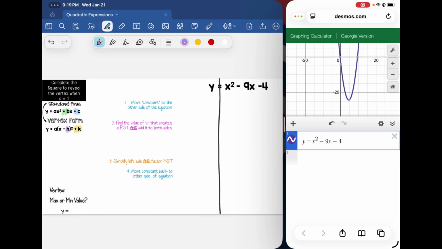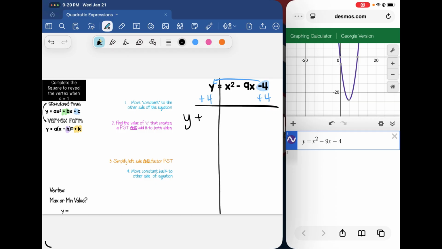There we go. All right, last problem. y is equal to x squared minus 9x minus 4. All right, what do we need to do first? Identify my constant term. Move it to the other side of the equation. What's the opposite of minus 4? Add 4. Whatever you do to one side, do to the other side. So this is going to give me y plus 4, because I can't combine them. They're not like terms. Bring down my x squared minus 9x. And these will cancel out.